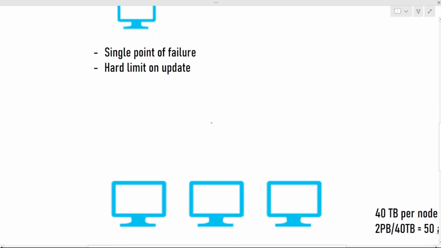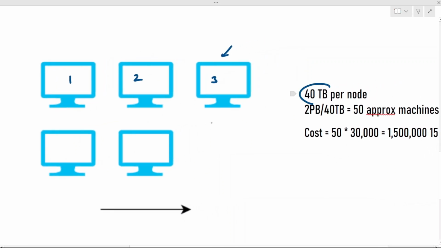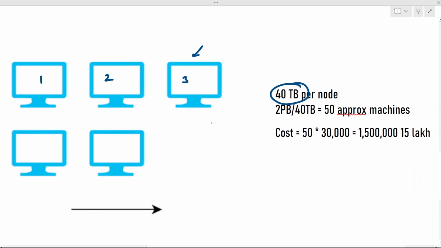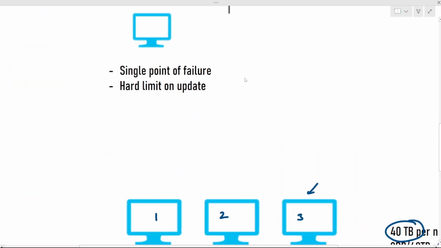So what is the alternate approach? The alternate approach is horizontal scaling. Horizontal scaling means adding more machines: you had one personal computer serving as a server, and now you add many similar machines which will serve the requests of your users. Let's say each node has a hard disk of 40 TB, and we need to serve 2 petabytes of data. So we're going to have 50 such machines, which will cost us only around 15 lakhs, instead of the 5 crores in vertical scaling.